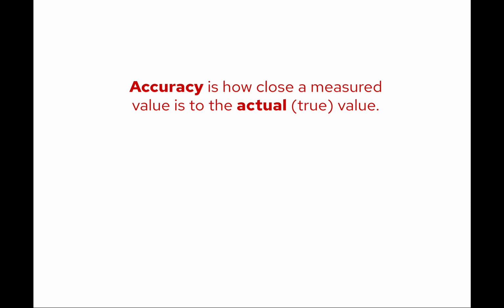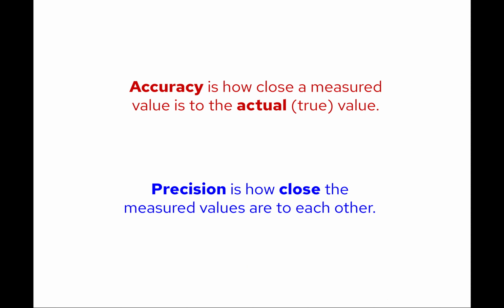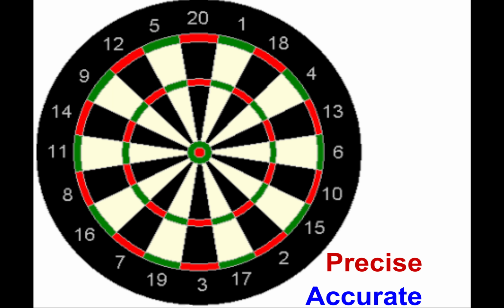So, accuracy is how close a measured value is to its actual or true value, whereas precision is how close the measured values are to each other. And sometimes people have problems with these two words because they can't tell the difference between them. And sometimes, even as adults, we use them interchangeably. So, let me see if I can show you the difference. And we could do that maybe with a dartboard.